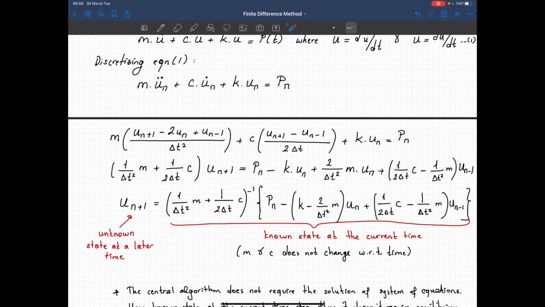That's why you don't see much usage of central difference in today's commercial software. That's one of the reasons. And we have the Newmark family of integration algorithms, which is very frequently utilized in many software packages. Our next step is to take a look at the Newmark family of integration methods.